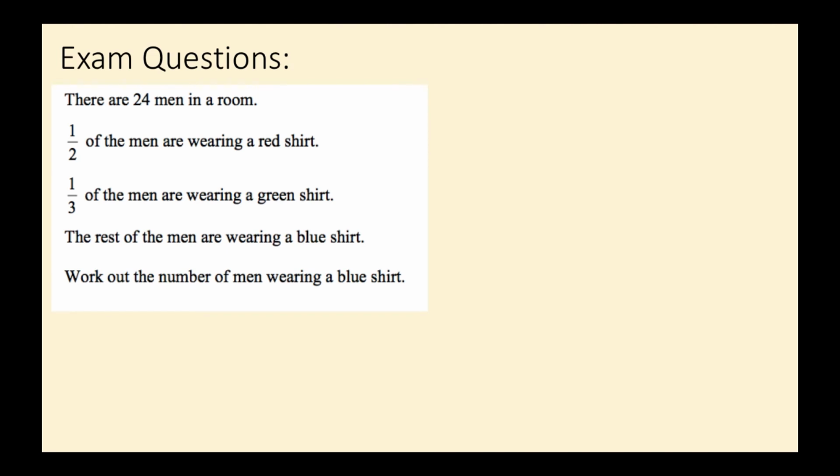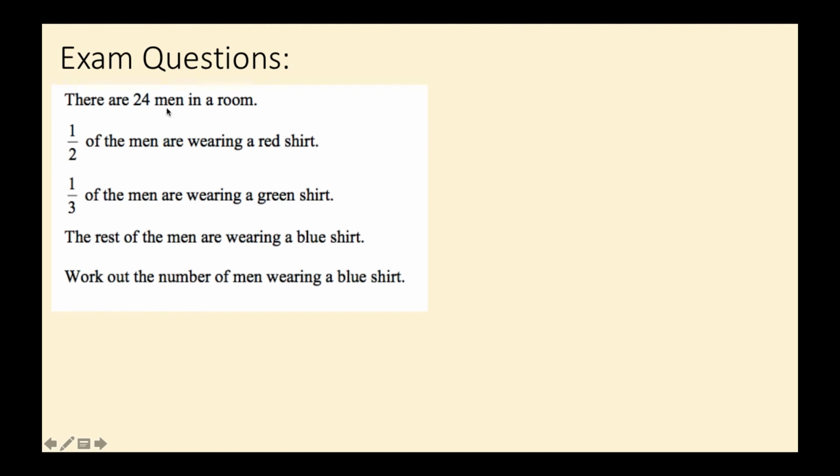Okay. There are 24 men in a room. Half of the men are wearing a red shirt. A third of the men are wearing a green shirt. The rest of the men are wearing a blue shirt. Work out the number of men wearing a blue shirt. So let's look at our first fraction. Take it in steps, don't rush.